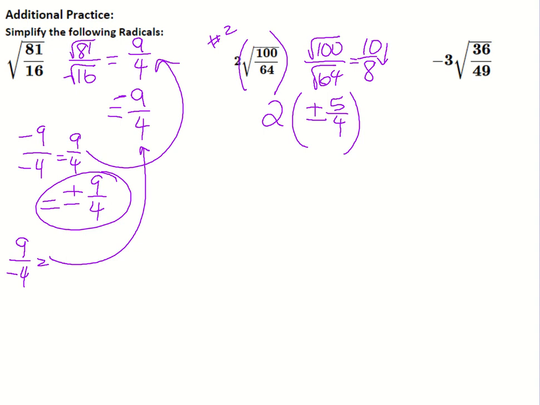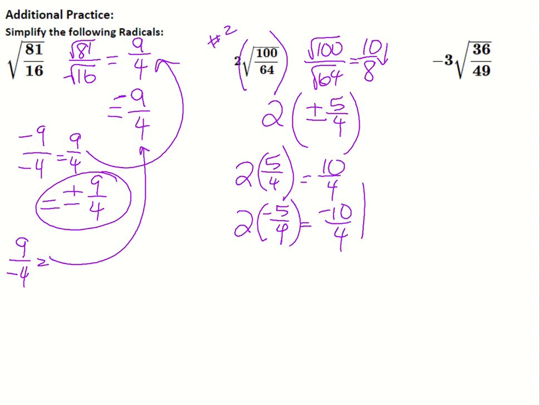So we're going to separate this into 2 problems. I'm going to take 2 times the positive version of 5 over 4. I'm going to take 2 times the negative version of 5 over 4. So we get 10 over 4, and we get negative 10 over 4. And there are my 2 answers. So you can see I still get 2 answers.